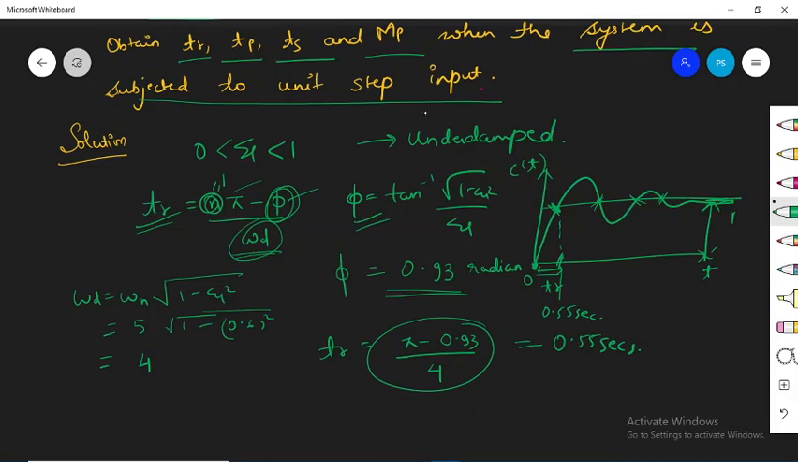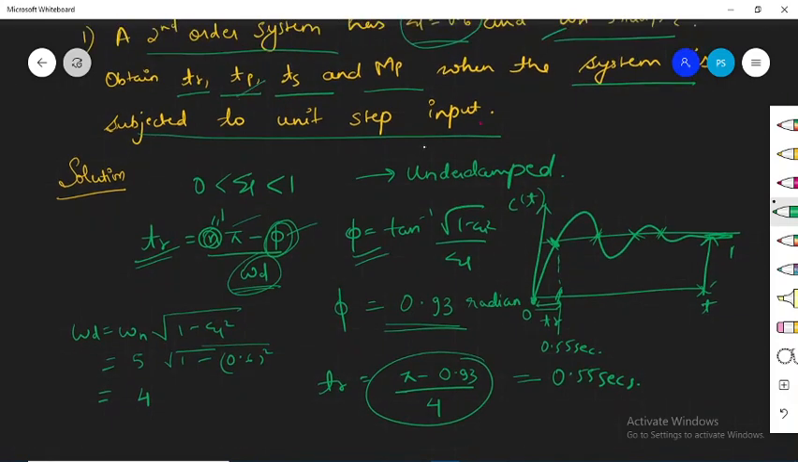The next thing that we have to find out is peak time. This is TP. TP means peak time.